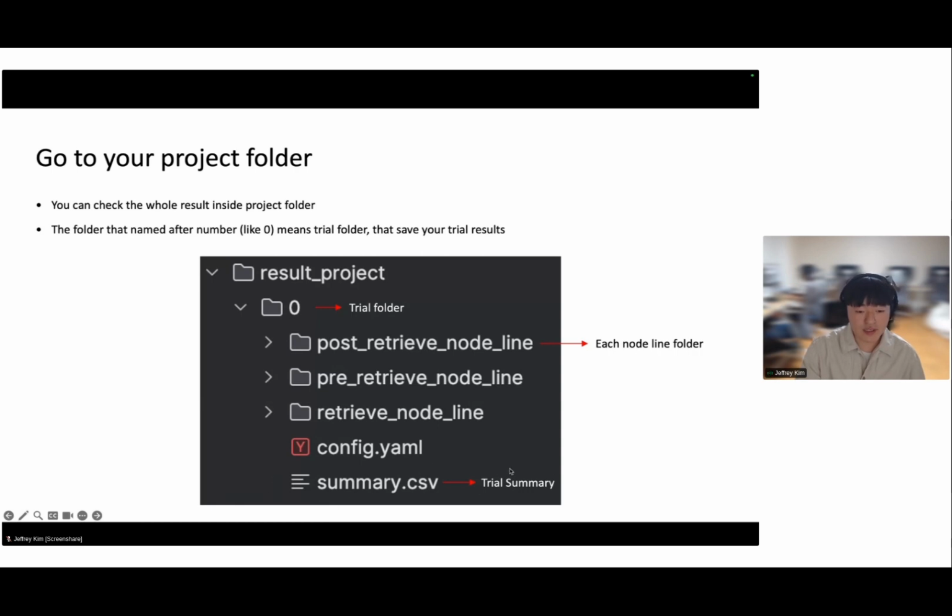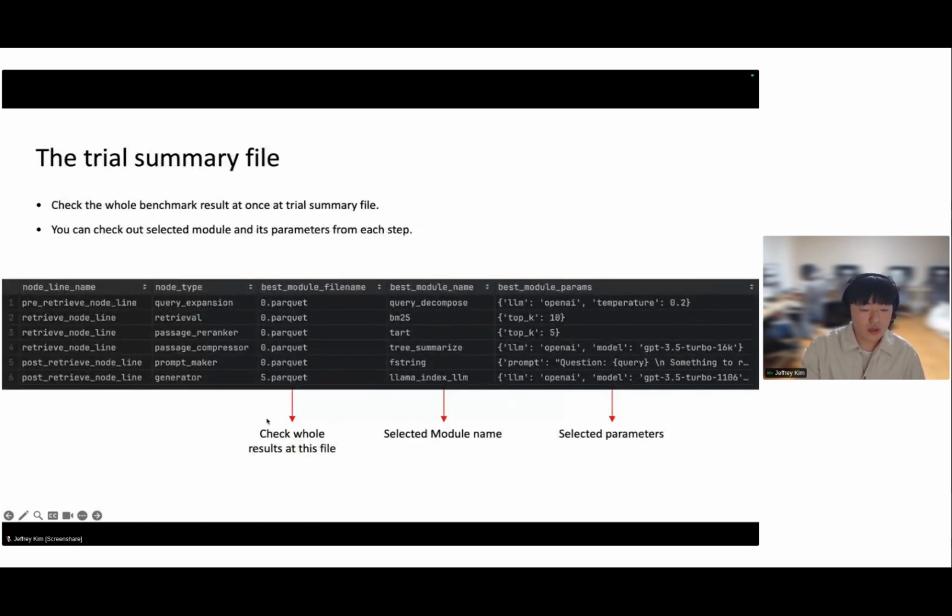Okay, the first is the trial summary file. When you open your trial summary file, you can see this, with the best module name from each node. At each step, you can see what is the best module and what are the best module parameters. And you can find the file name to easily find what is the best module and parameters, and with this file name, you can check the whole results in this file.